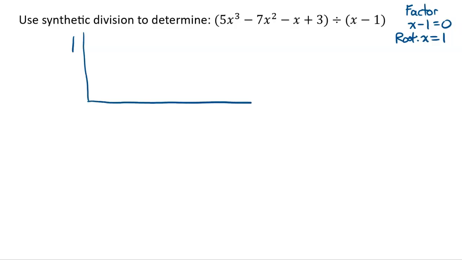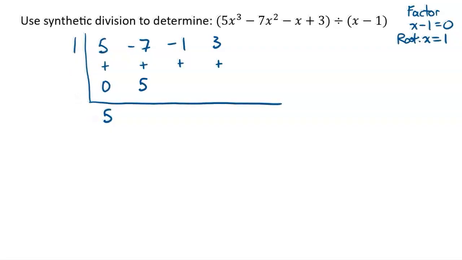So pause the video here, try this out yourself, and see if you can generate it, and then check your answer later. All right, let's do it. 5, -7, -1, 3. Those are the coefficients. I always start with adding a 0 in the first column. Then I go 1 times 5. 1 times 5 is 5. -7 plus 5 is -2. Multiply the 1 by the -2.